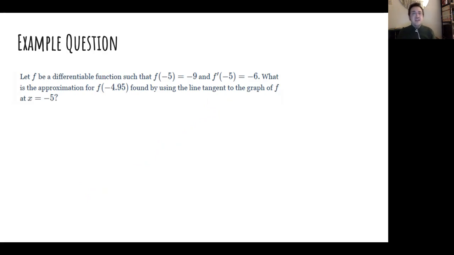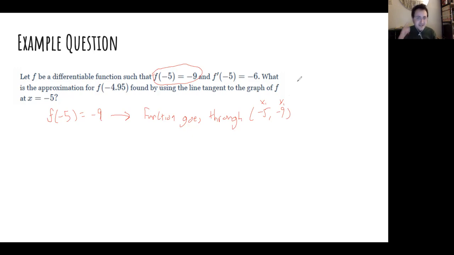It says, let f be a differentiable function such that f of -5 equals -9. This is the first piece of information provided on the linear approximation level 1s. So this means that the function goes through the point -5, -9. And I'm going to call this x1, y1, like in the old days of the distance formula or slope formula. And you will see why in a second.